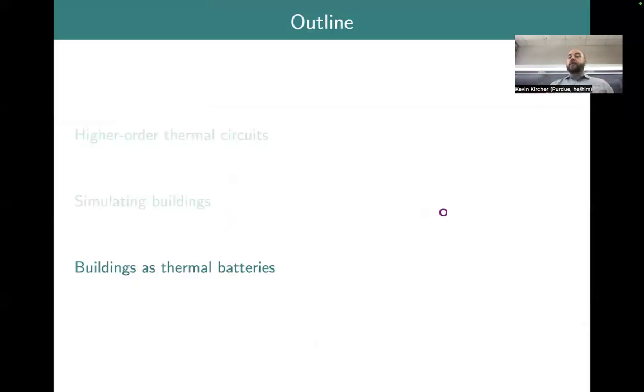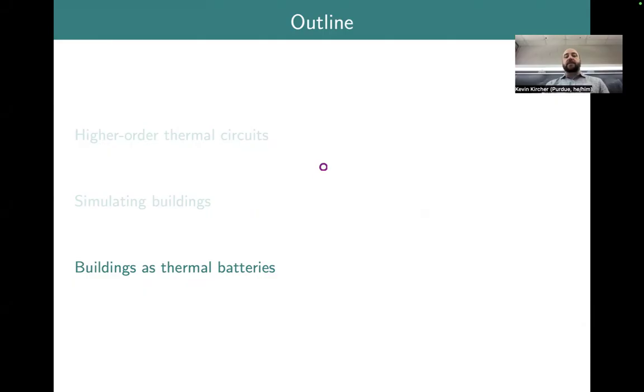Okay, so the last 2 lectures, we have been talking about modeling the thermal dynamics of buildings. More or less, that means how do the temperatures inside, the rooms and the walls and stuff like that evolve as a function of what we're doing with the heating and cooling equipment and what's happening with the weather. And so we talked about first order thermal circuits in quite a lot of detail in the first lecture.